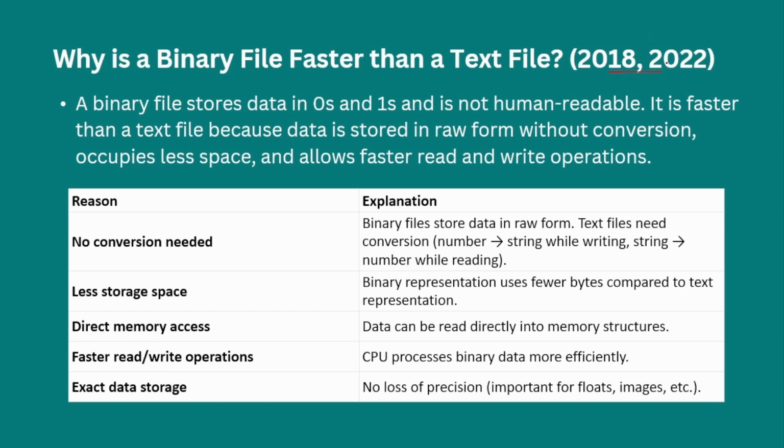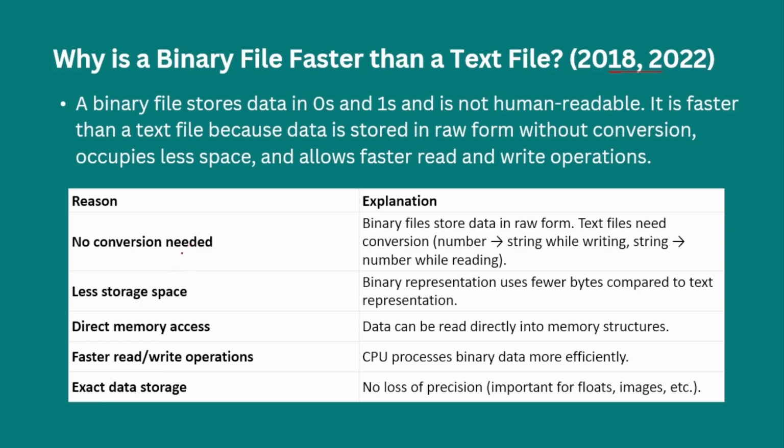Binary files store data in zeros and ones and are not human readable. We already know in binary file data is stored in binary format, and that is not human readable. It is faster than a text file because data is stored in raw form without conversion, occupies less space, and allows faster read and write operations. We'll just discuss what this means.